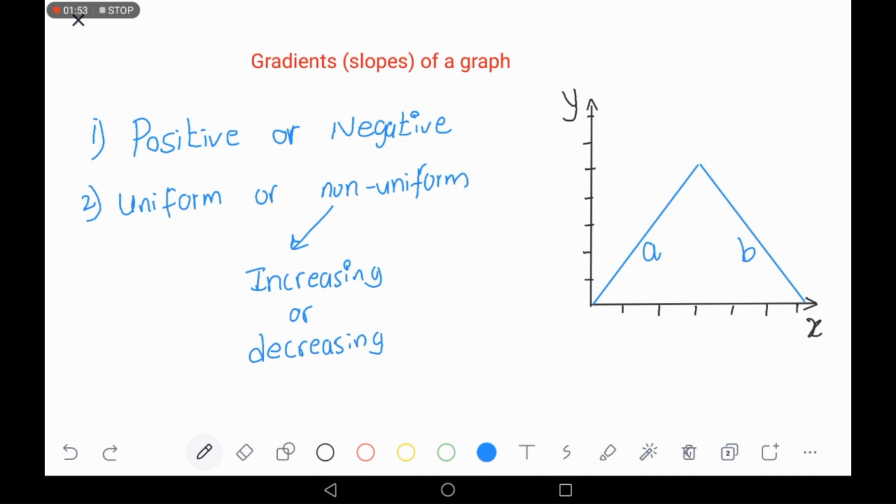Well, let's look at one of the examples here from the screen. So gradients which are going upwards are positive and the gradients which are going downwards are negative. Since it is a straight line, it is uniform and positive, and the gradient B is going downward, or it is showing the declining trend, so it is negative and uniform.